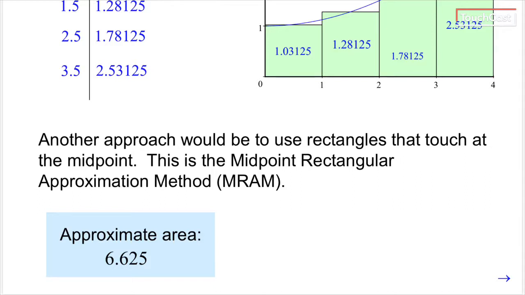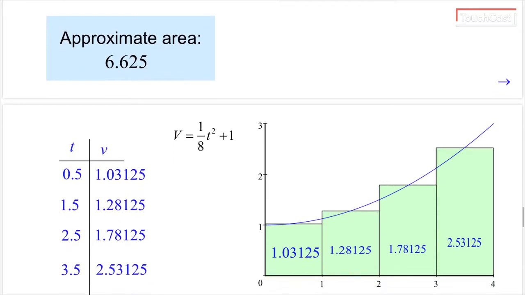So really what this is for is to introduce this idea of trying to tile in the area under a curve with rectangles, compute the areas of the rectangles because they're an easy computation to perform, and then use that as an estimate for the area under the curve.